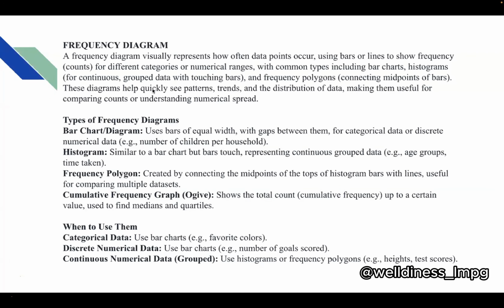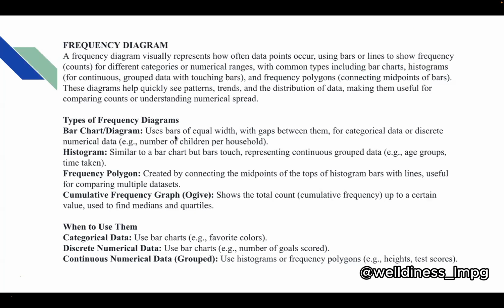So now, frequency diagram. A frequency diagram usually represents how often data points occur, using bars or lines to show frequency counts for different categories or numerical ranges, with common types including bar charts, histograms, which are used for continuous group data with touching bars, and frequency polygons connecting midpoints of bars. These diagrams help us quickly see patterns, trends, and distribution of data, making them useful for comparing counts or understanding numerical spread.